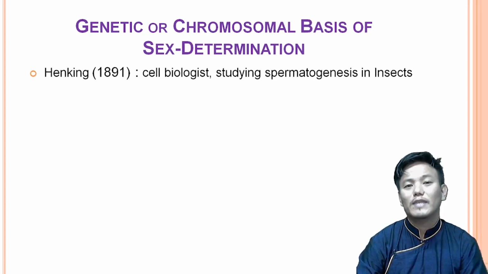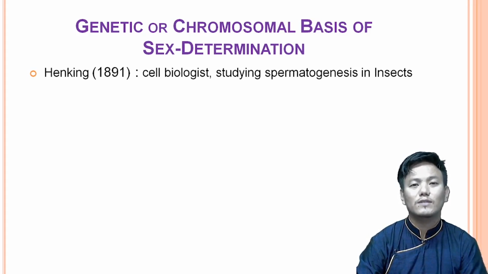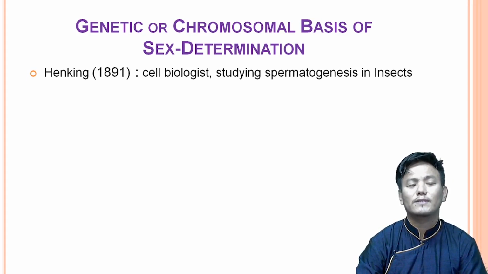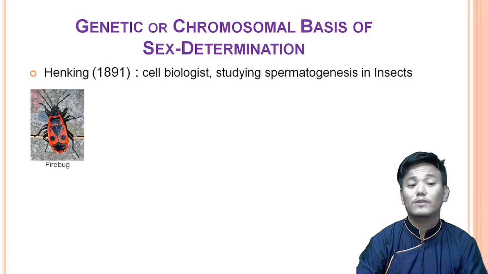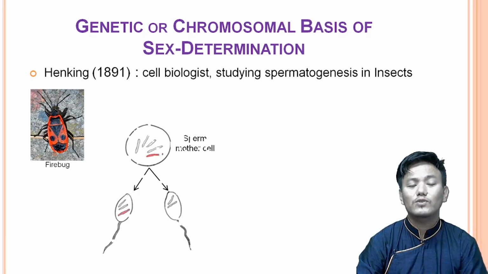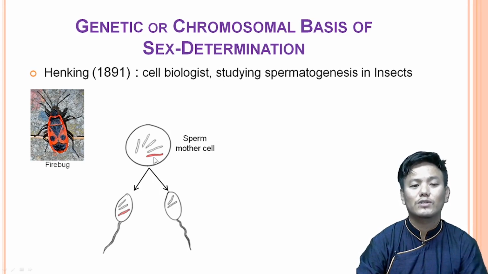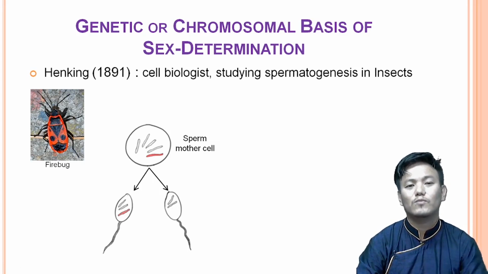The story starts with Henking in 1891. Henking was a cell biologist. He was studying the spermatogenesis process in insects, and particularly this insect called firebug. While he was trying to study the spermatogenesis in this bug, he was tracing one particular nuclear structure throughout the cell division process, throughout the meiosis process.